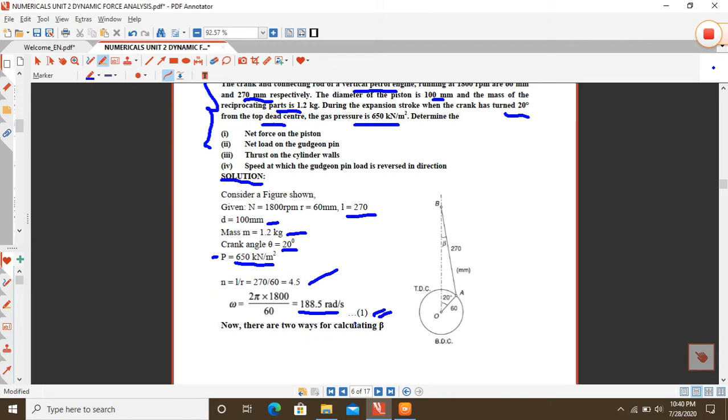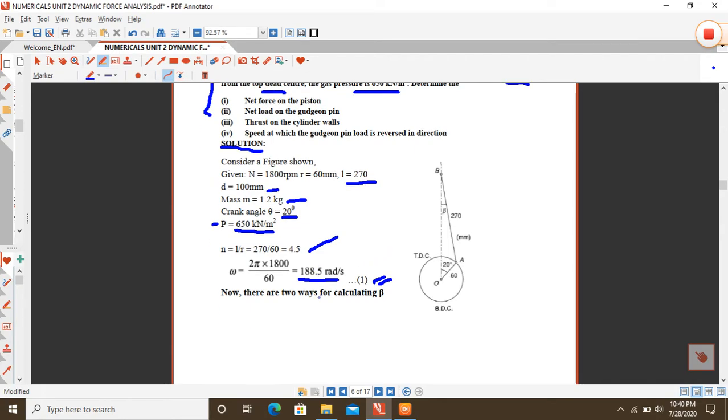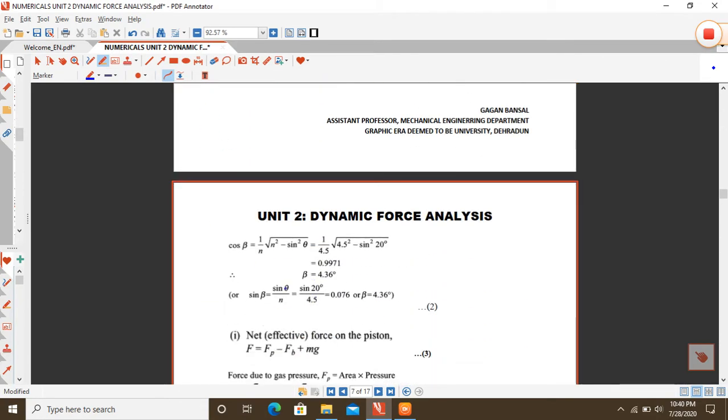Now there are two ways of calculating beta. One is the way we solved in the previous numerical, that is sin beta equals sin theta upon n. Another way, which we have seen during our derivation, is that cos beta equals 1 by n under root n square minus sin square theta, where theta is the crank angle and small n is the ratio of L by r, which is 4.5 here. So when you put in all these values, beta comes out to be 4.36 degrees, as cos beta equals 0.9971, so beta is cos inverse 0.9971, which comes out to be 4.36.